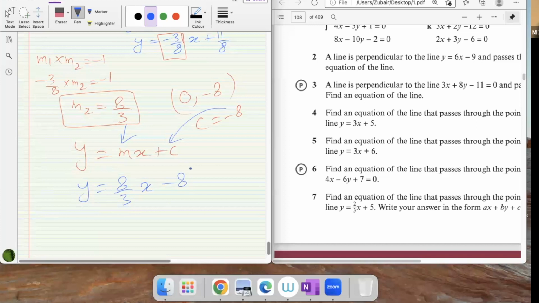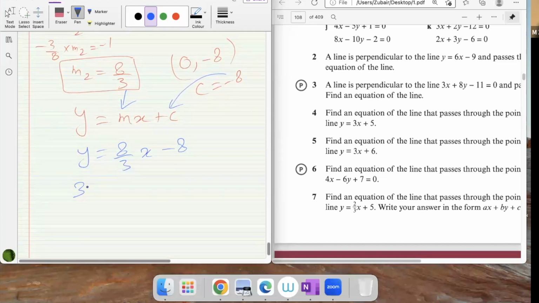There's no issue if you leave the equation as it is or you simplify it further: 3y equals 8x minus 24. So any of these two forms is acceptable.